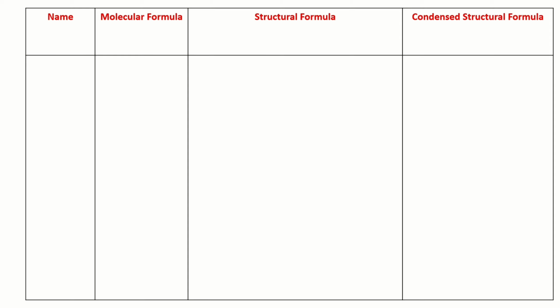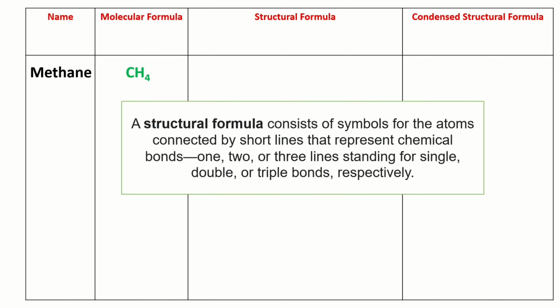Now, let's draw the structural formula and write the condensed structural formula of alkanes. Number 1, we got methane. Molecular formula, CH4. Now, what is structural formula? Structural formula consists of symbols for the atoms connected by short lines that represent chemical bonds, 1, 2, or 3 lines standing for single, double, or triple bonds respectively.